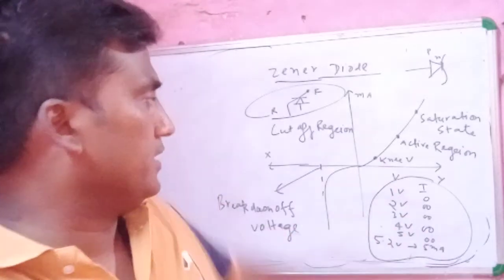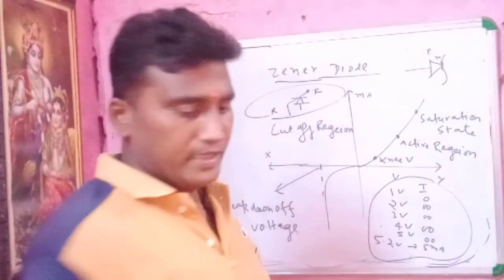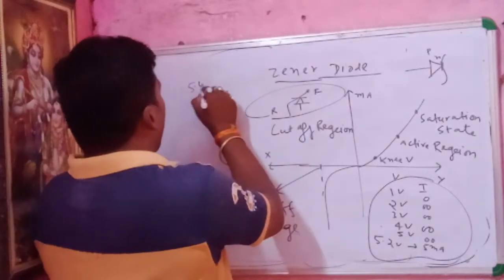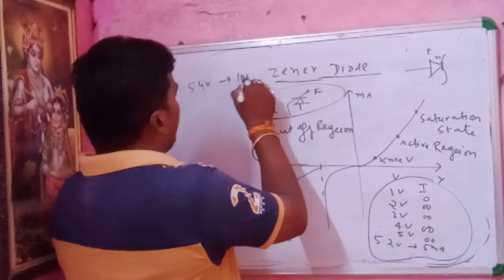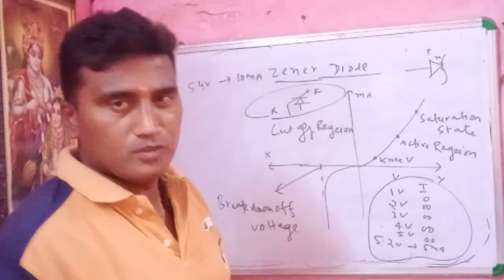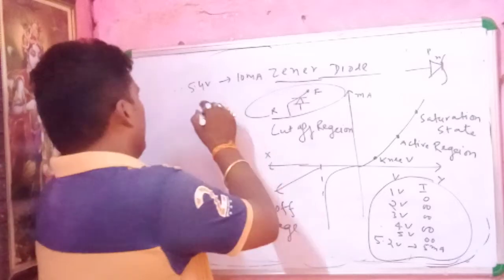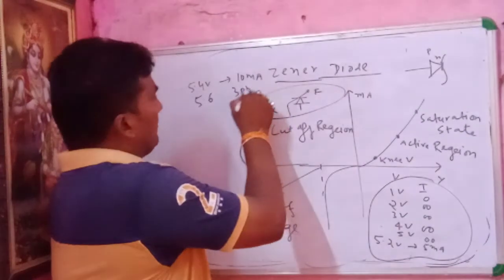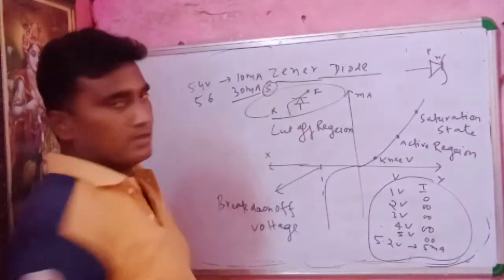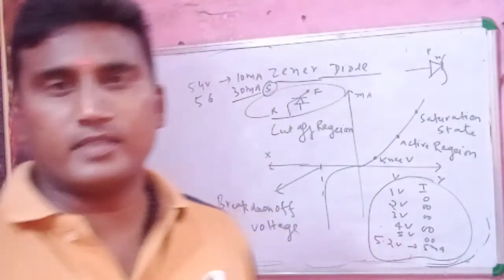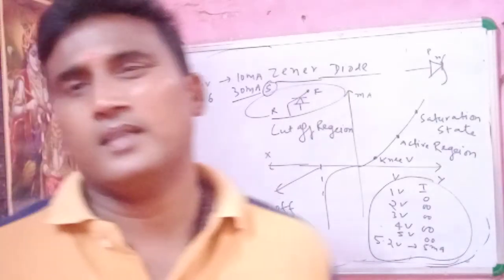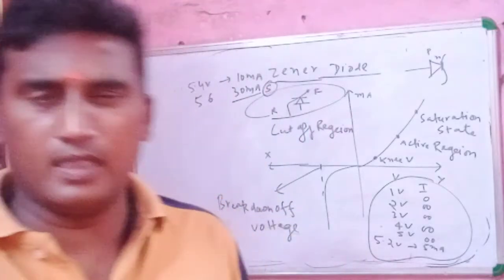And what is the active region? If the current increases at regular intervals, like when the voltage goes from 5.2 to 5.4 volt, the current is 10 milliampere. That is known as the active region. If at 5.6 volt the maximum current, like 30 milliampere, flows through the device, it is known as the saturation state. What is the saturation state? In that state the current increases to the maximum value for the applied voltage, before the breakdown. That is known as the saturation state.